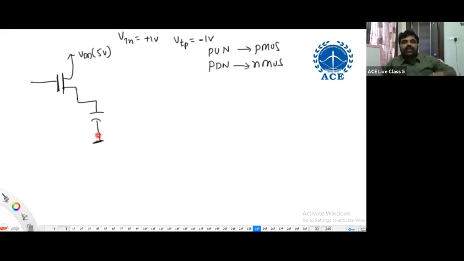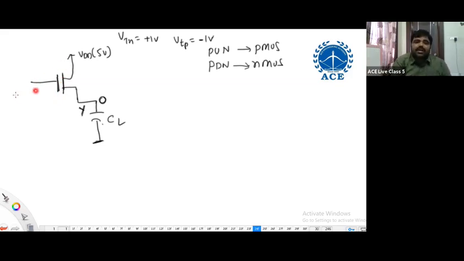In a digital IC, if I use an N-channel MOSFET in the pull-up network, what happens? See, the output node was at 0 initially. I am using this N-channel MOSFET in the pull-up network, so the output load capacitance must be charged through this N-channel MOSFET. Let us see what happens.